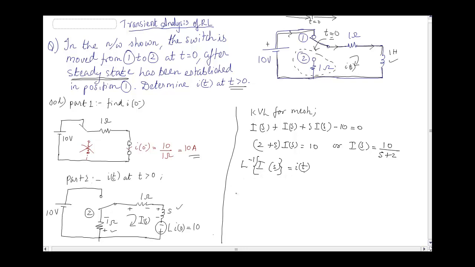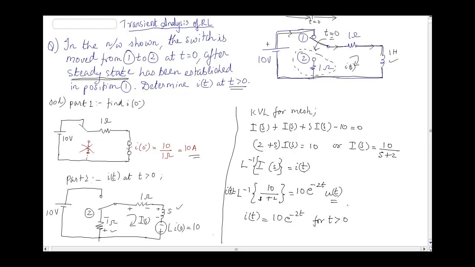Therefore, I do the Laplace inverse of 10 by s plus 2. We know that the constant 10 comes outside. The inverse Laplace of 1 by s plus 2 is e raised to power minus 2t u of t. U of t basically means for time period t greater than 0. So this is I of t. So I can write I of t is going to be equal to 10 e raised to power minus 2t for t greater than 0.